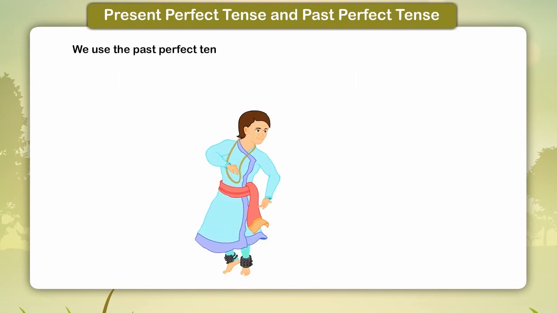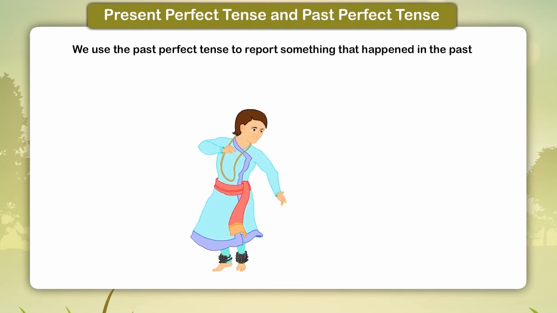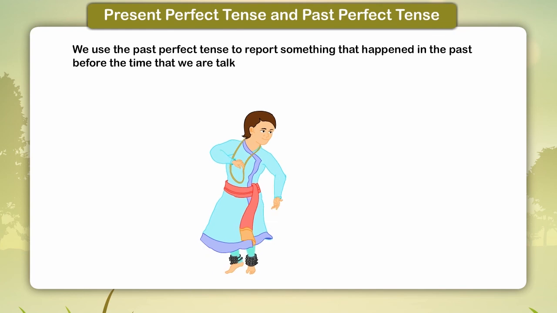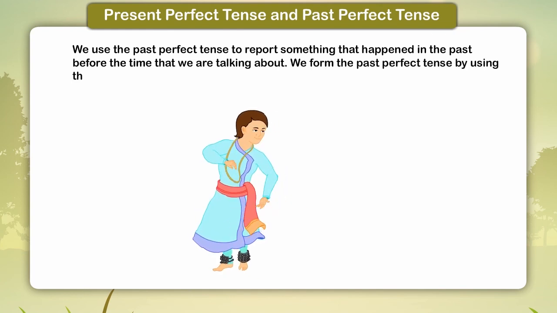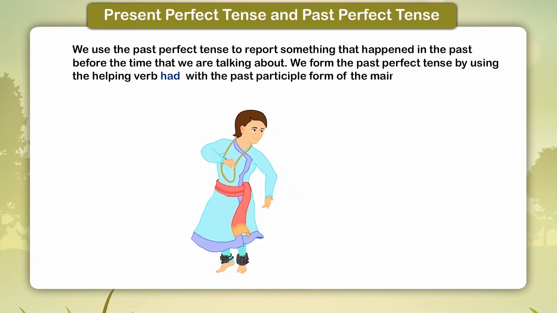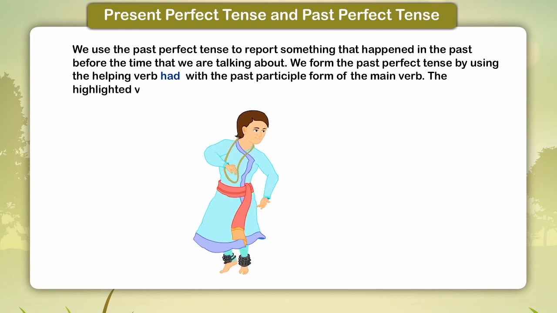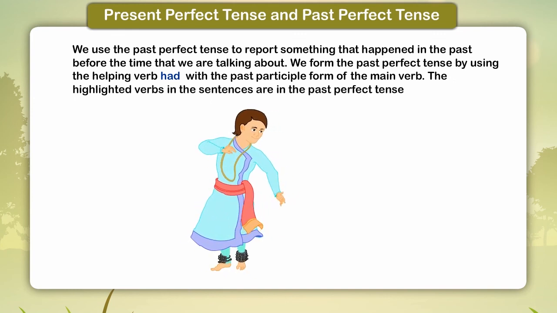We use the past perfect tense to report something that happened in the past before the time that we are talking about. We form the past perfect tense by using the helping verb had with the past participle form of the main verb. The highlighted verbs in the sentences are in the past perfect tense form.